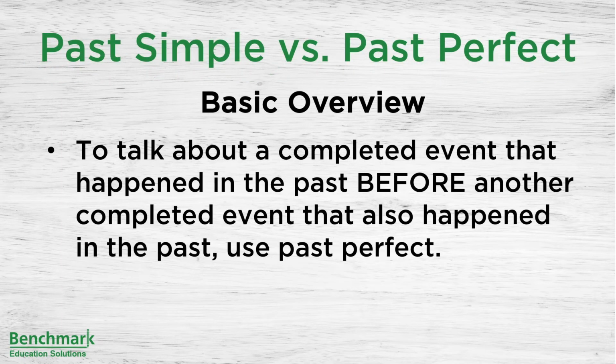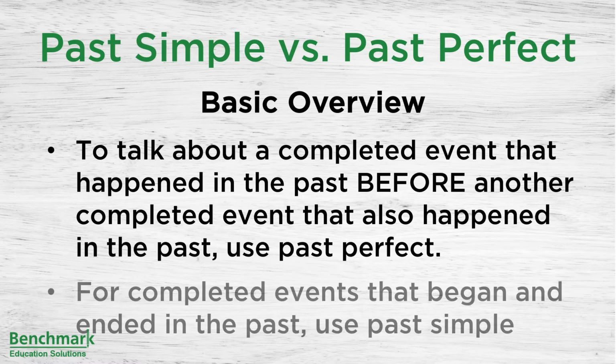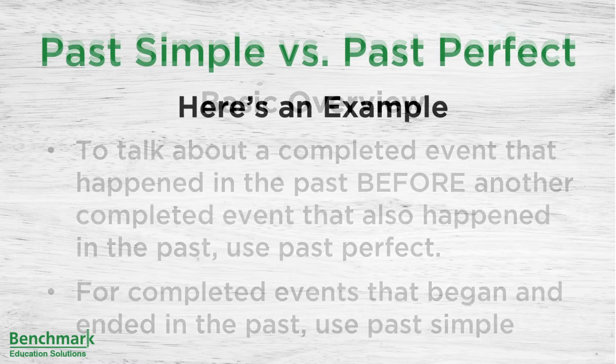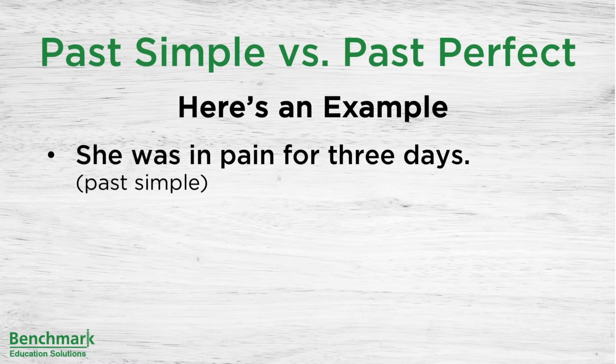The past perfect has two important uses. The first use is to talk about a completed event that happened in the past before another completed event that also happened in the past. For completed events that began and ended in the past, just use past simple. Here's an example. She was in pain for 3 days. Because we're using the past simple, we know this event started and ended in the past. We know she isn't in pain anymore.